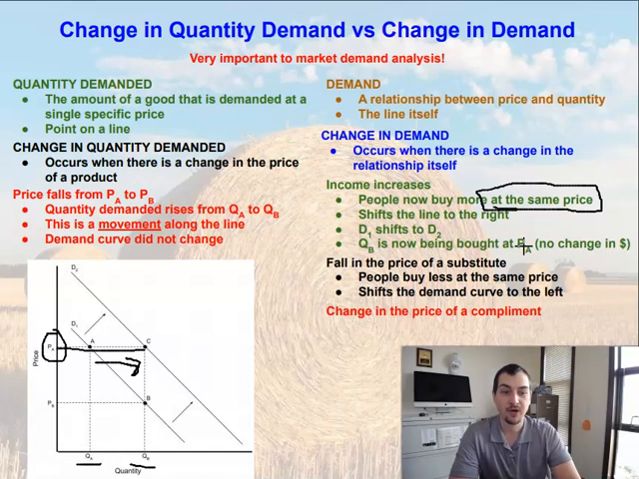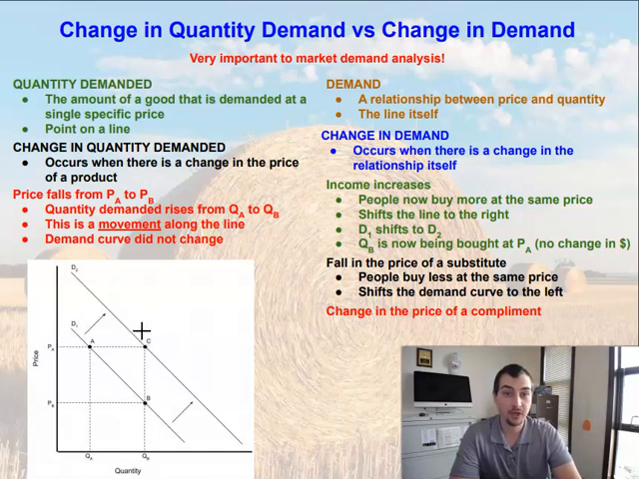B is now being bought at a price of A. Notice there was no change in price. So if you can keep prices the same but change the quantity, we know that it's a shift in the demand. In this case, it was an outward shift in demand.